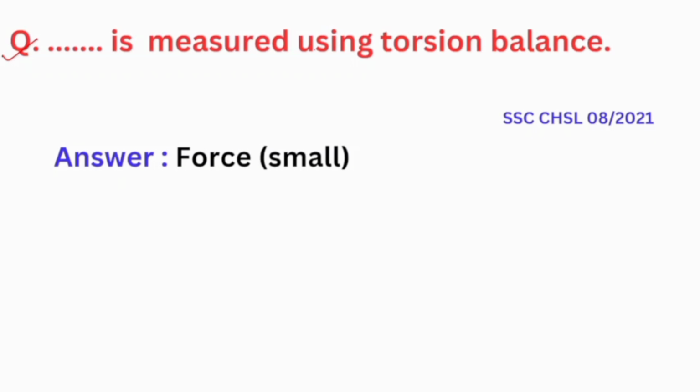Dash is measured using torsion balance. The answer is force. Very small force is measured with the help of torsion balance. Torsion balance is an instrument used for measuring very small forces such as electric attraction or repulsion.